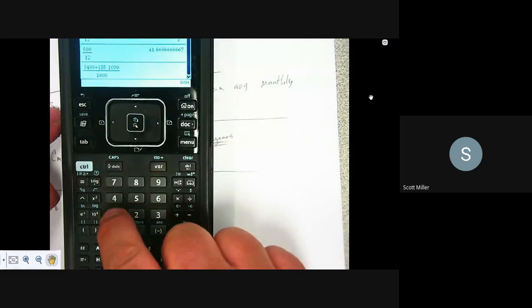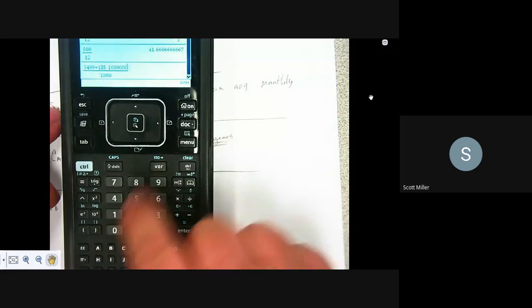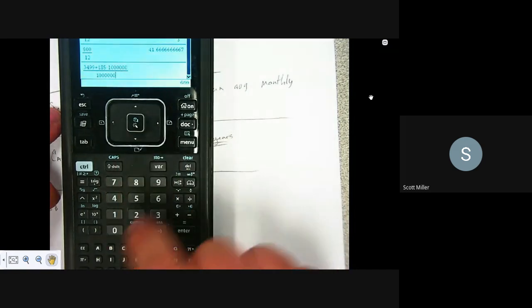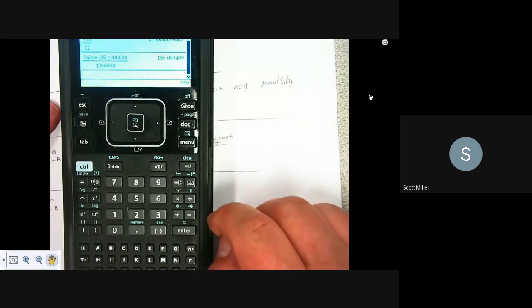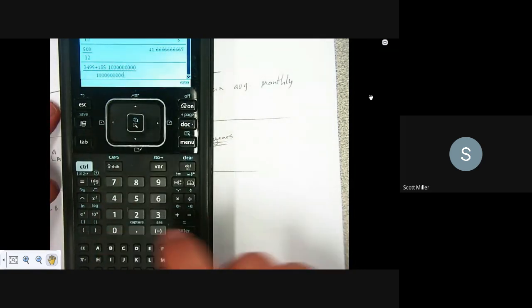I'm going to change that 1,000 and add 3 more zeros, and 3 more zeros down here. So that's now 1,000,000. Look what's happening. This number gets so large. Now that's 1,000,000,000.